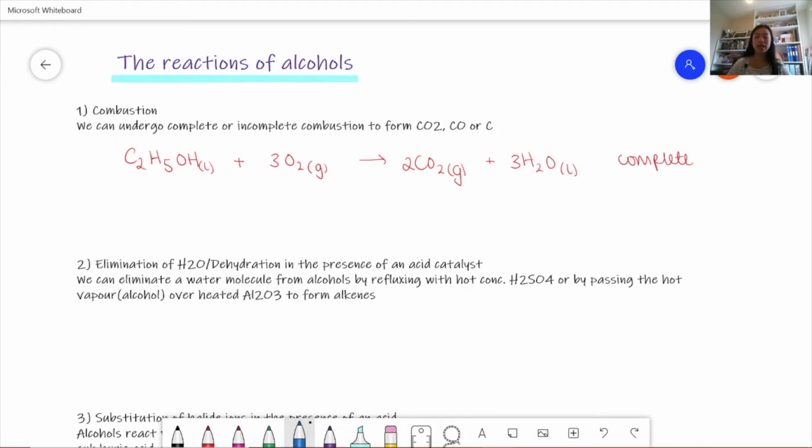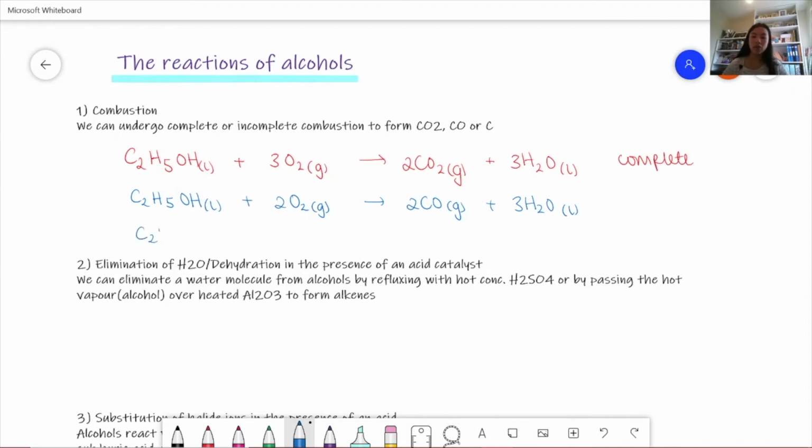Whereas if we were to look at incomplete combustion, so say we started off with ethanol again, and then added some oxygen, and this time we're going to form carbon monoxide, which is a toxic gas, and also some water. And this time, to balance it, we'd need 2 of these carbon monoxides, and then we would need 3 of the waters. But this time, we would only need 2 oxygens.